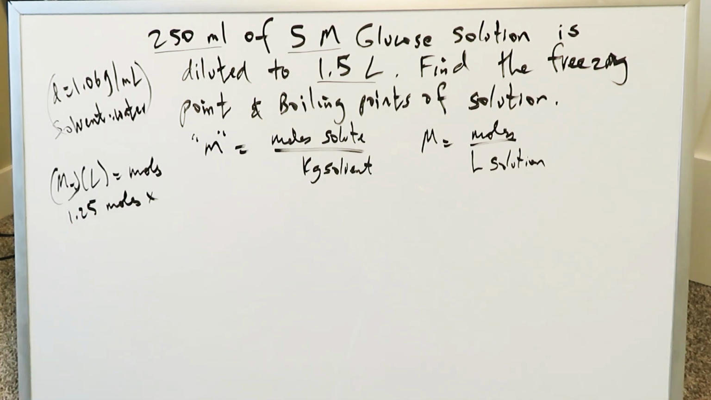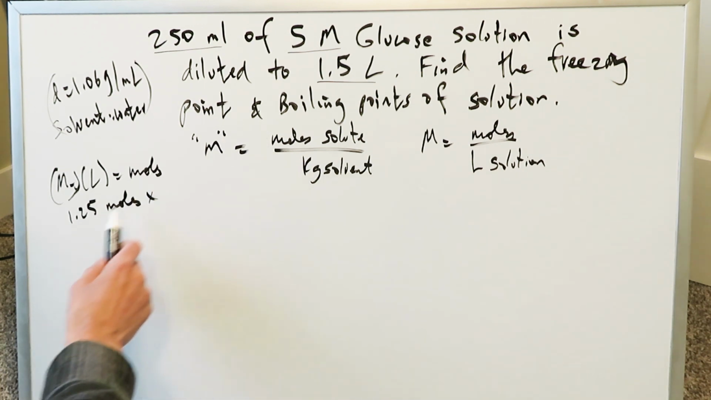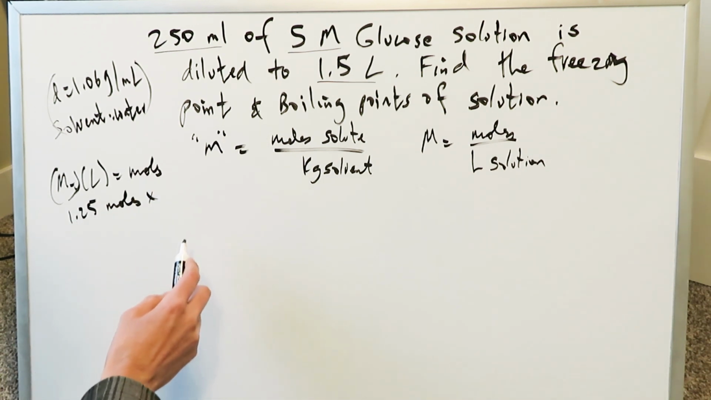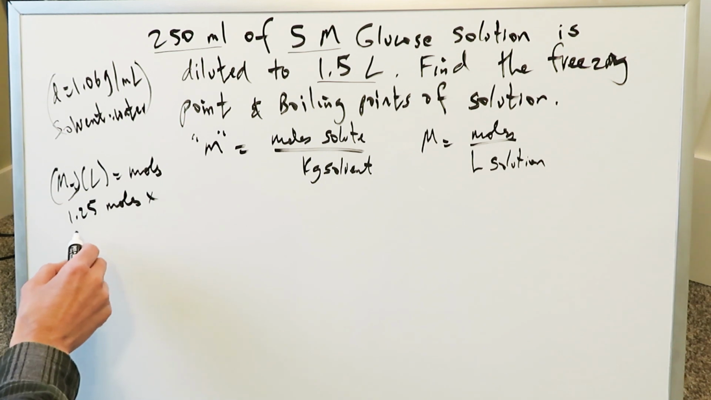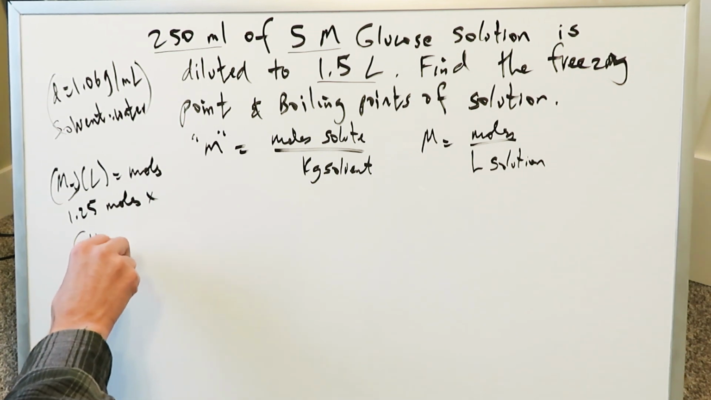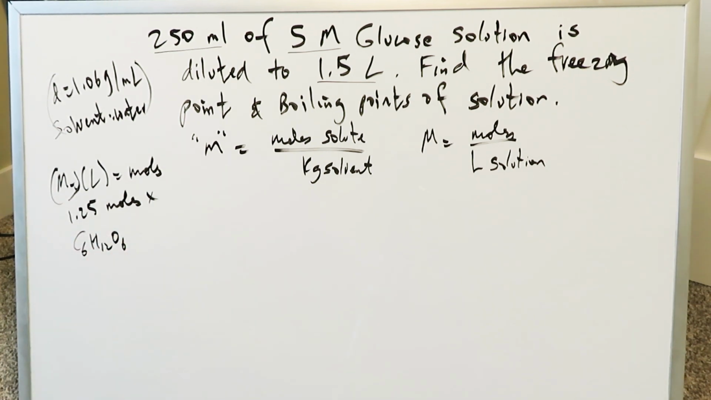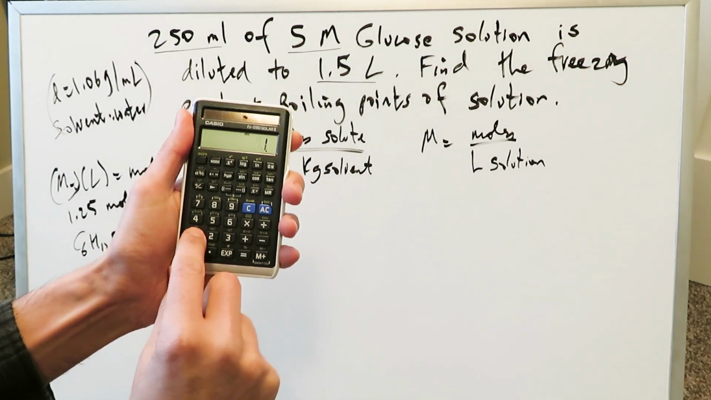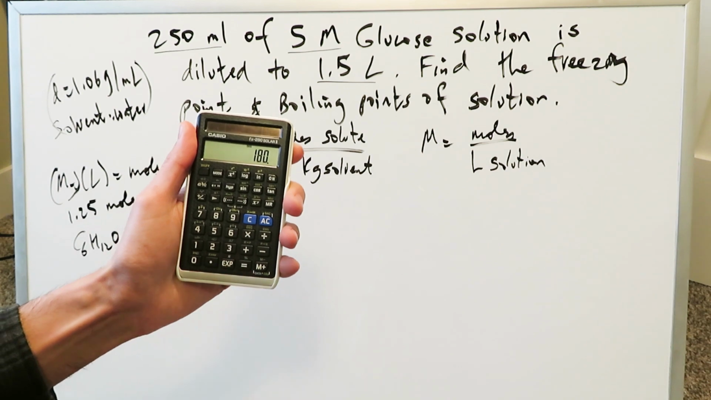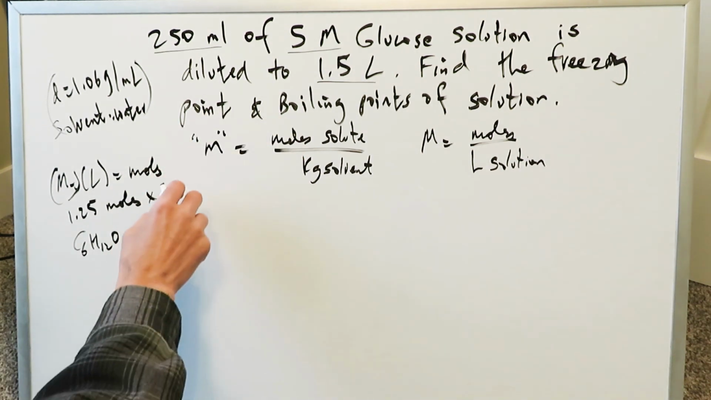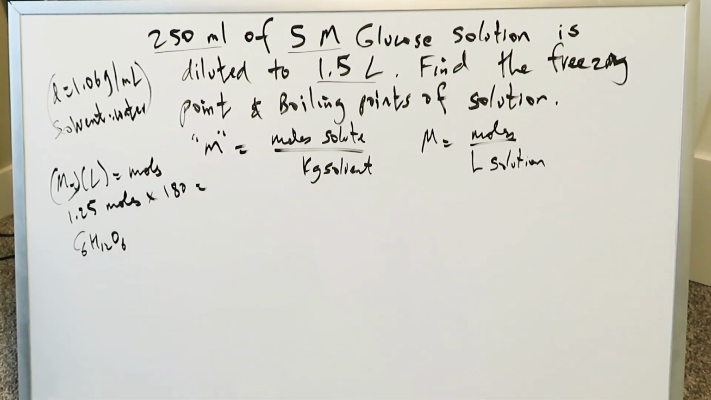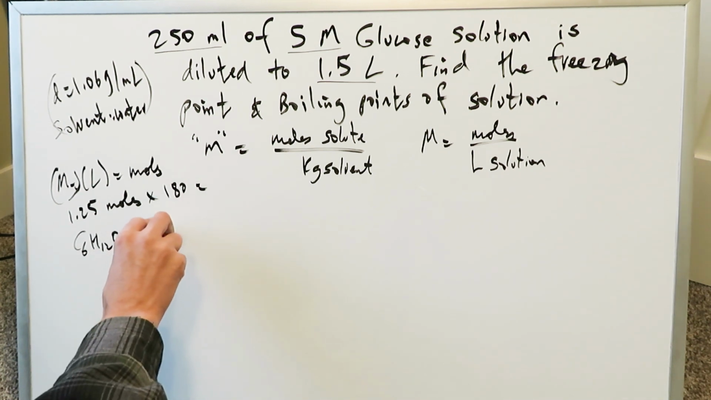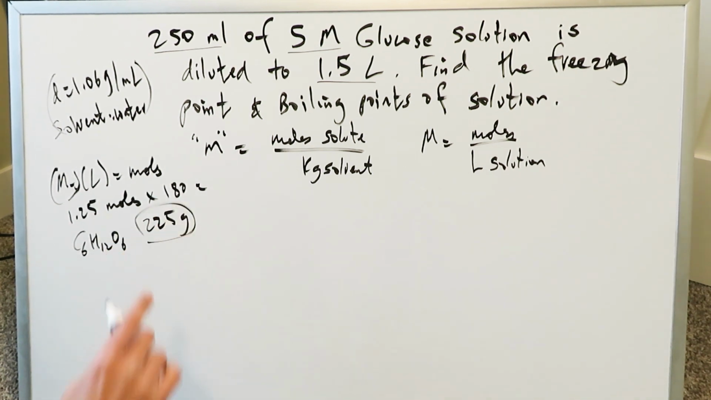And how can you determine the grams of glucose? Well, you know moles times molecular weight is equal to mass. And what's glucose? C6H12O6. You can run that through the periodic table. You'll have 6 times 12 plus 12 plus 6 times 16, which is 180 grams per mole. So 180 times 1.25, I get 225 grams of glucose.